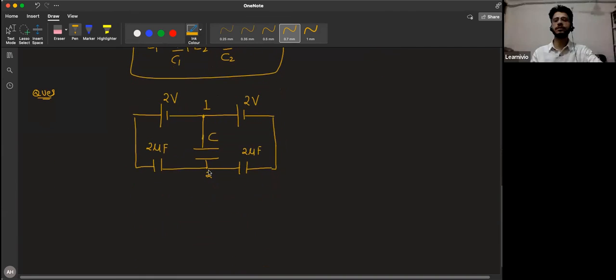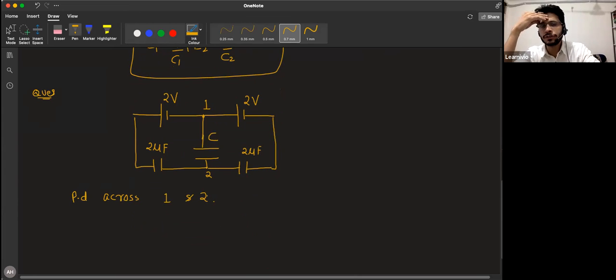Okay, let's see this example. You're supposed to calculate the potential difference across 1 and 2. See, for these types of circuits, how do you decide whether you have to use Kirchhoff's law or series and parallel combination?